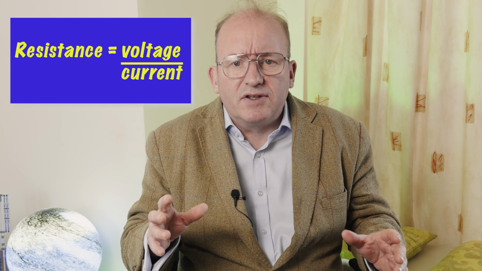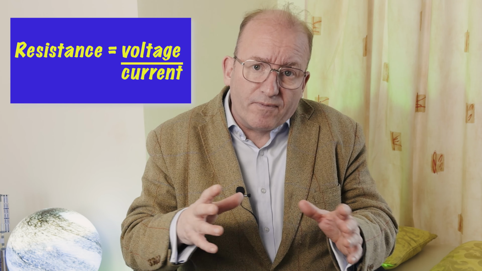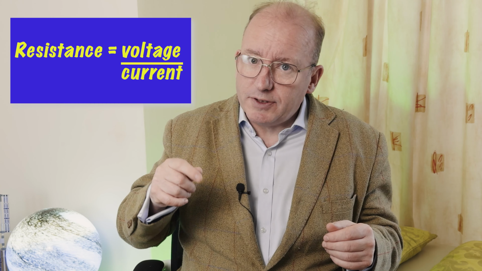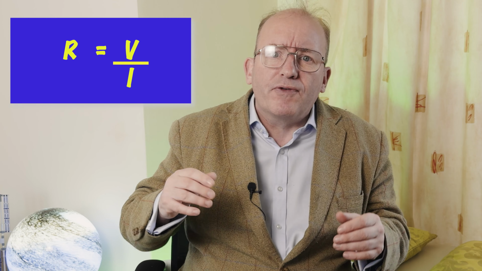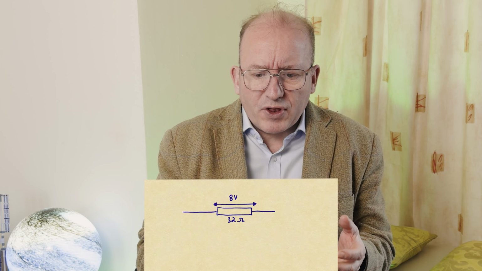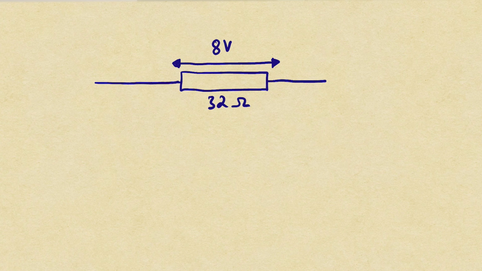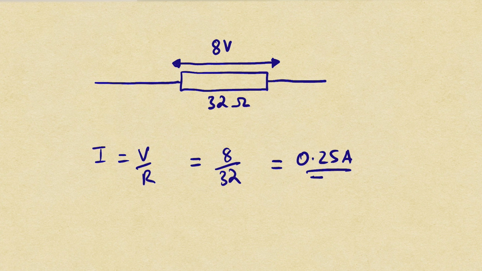In equation form, Ohm's law tells us that resistance is equal to potential difference or voltage over current. Using the correct symbols, that looks like this. R equals V over I. Let's look at some examples. We have a 32 ohm resistor with a potential difference of 8 volts across it. What is the current flowing through it? Well, I equals V over R, so 8 volts divided by 32 ohms equals 0.25 amps.